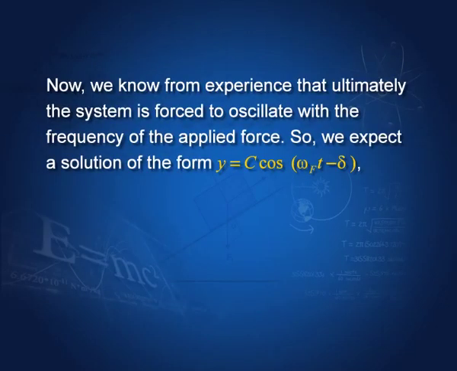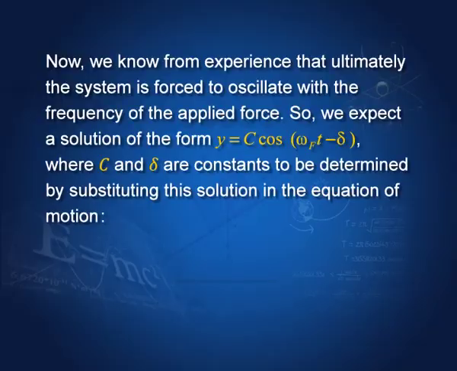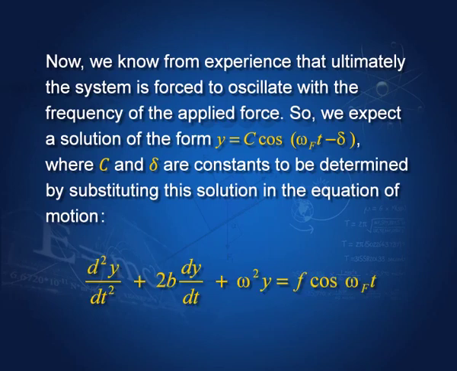y is equal to c, some constant, cosine of omega_f t minus delta. You see, the frequency of the system is now the forcing frequency and not the natural frequency, where c and delta are constants to be determined by substituting the solution in the equation of motion. So, we substitute the solution in the equation of motion. And what do we get?